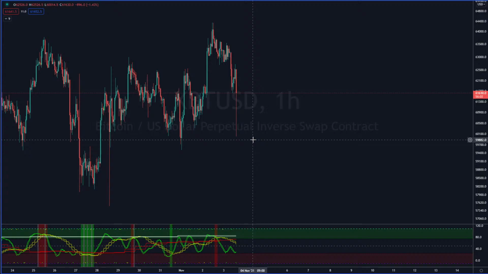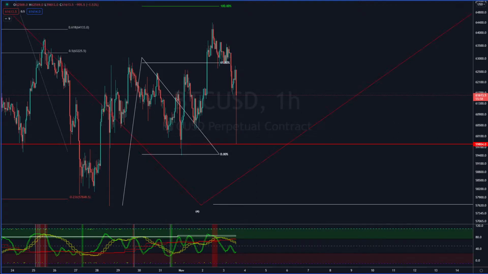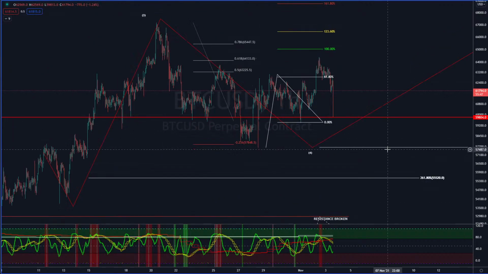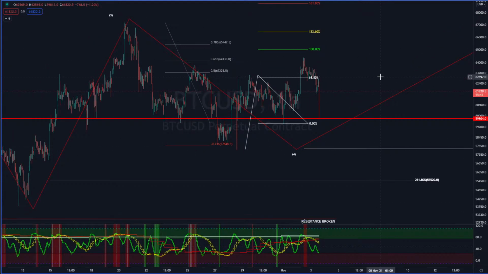But again, as long as we can close above, I'd be looking for a close above 62,000. I think that's extremely bullish, and we should be looking for prices to go much higher in the coming days.